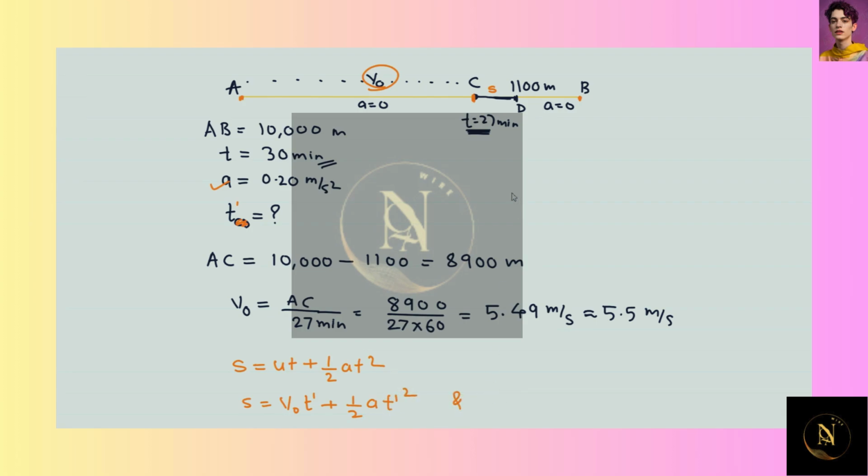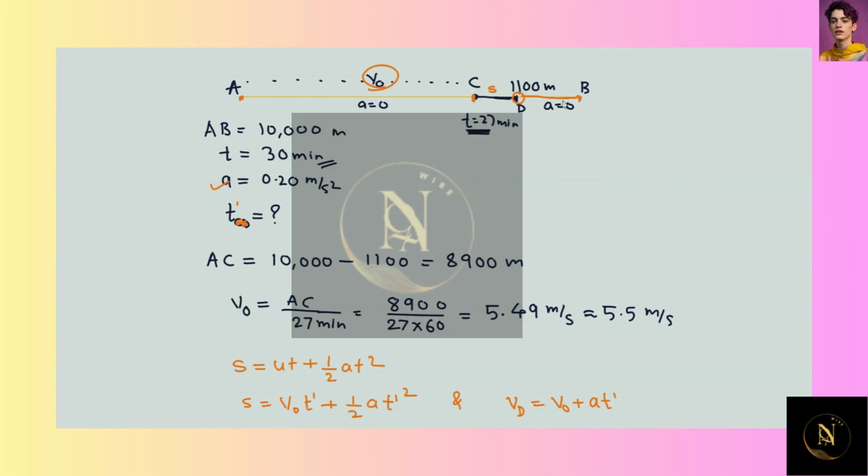His velocity at point D we can find using the first kinematic equation. The velocity at D equals the initial velocity V naught plus acceleration A times T dash, so Vd is equal to V naught plus A T dash. With this velocity Vd, the runner continues after point D up to B with a constant speed, so there is no acceleration.